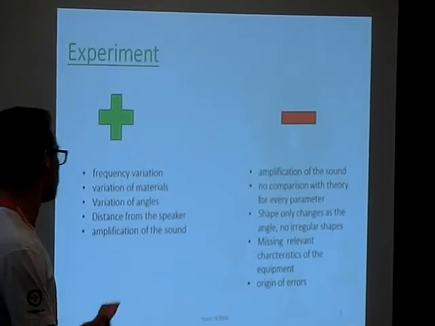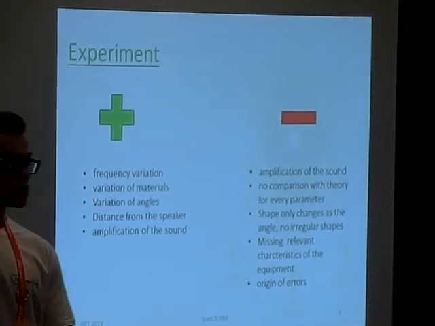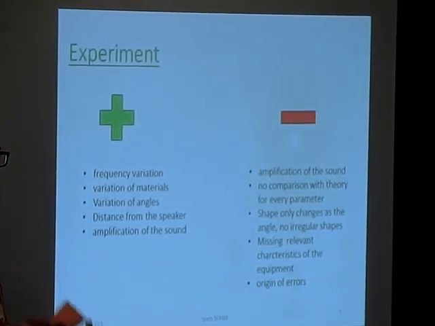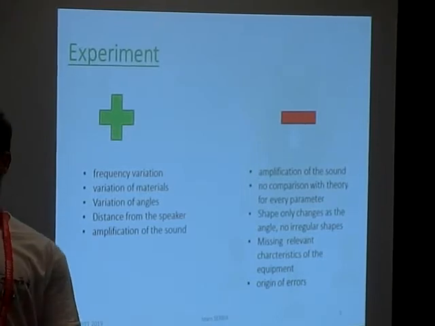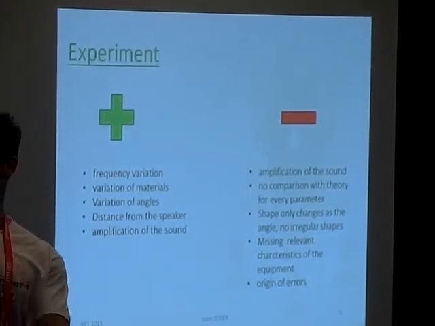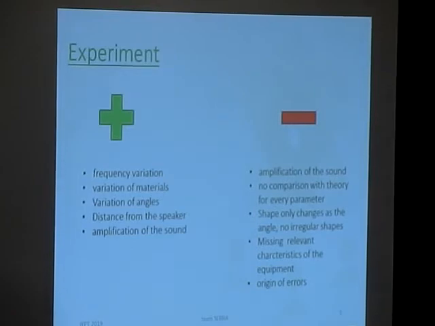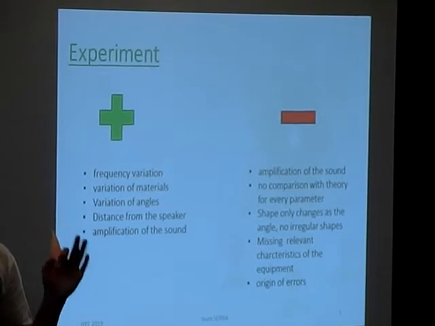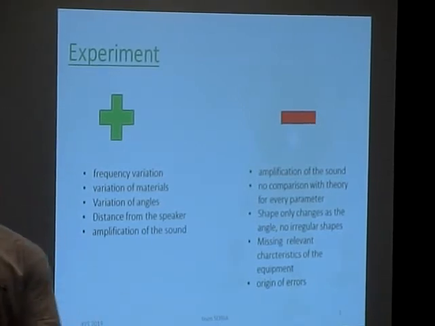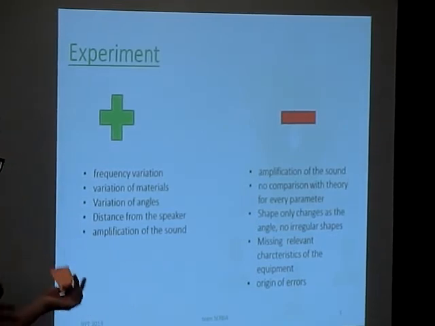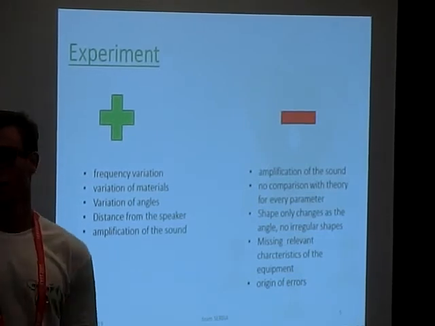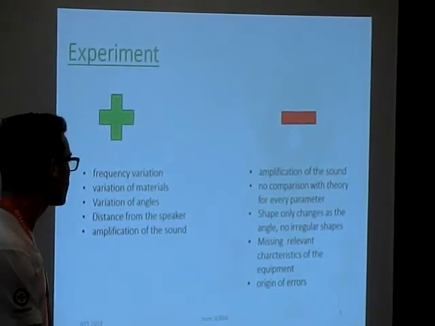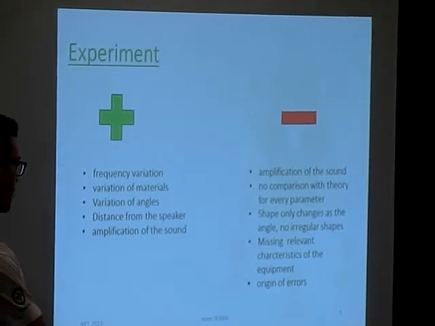Let's talk about the experiment. He did frequency variation, and he did variation of the materials. He used 3 different materials, which is good, and we find it hard to change the material of the cone. He varied the angle of the cone, but not the biggest range we consider could be done. And he changed the distance from the speaker, and he measured the amplification of the sound, which we find important for this phenomenon. Well, he didn't talk about the comparison with theory.